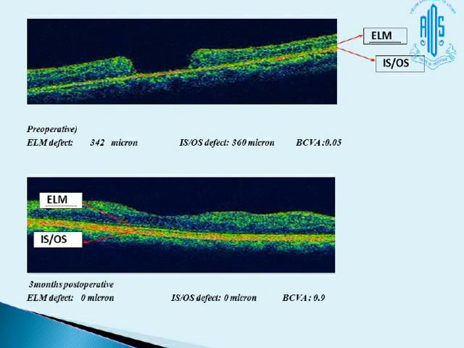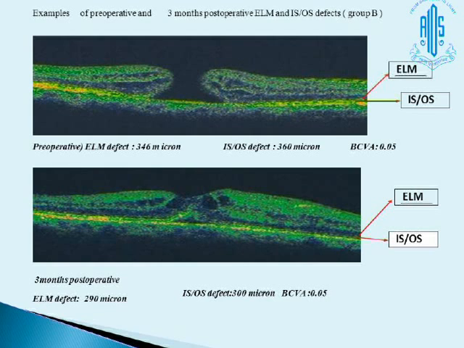A patient with macular hole, pre-operative best-corrected visual acuity 0.5, and 3 months later the vision improved to 0.9. Another example, a patient with macular hole, we did vitrectomy. Pre-operative best-corrected visual acuity is 0.05 and 3 months later the same vision. There is no improvement. Why? Because there is central serous retinopathy.